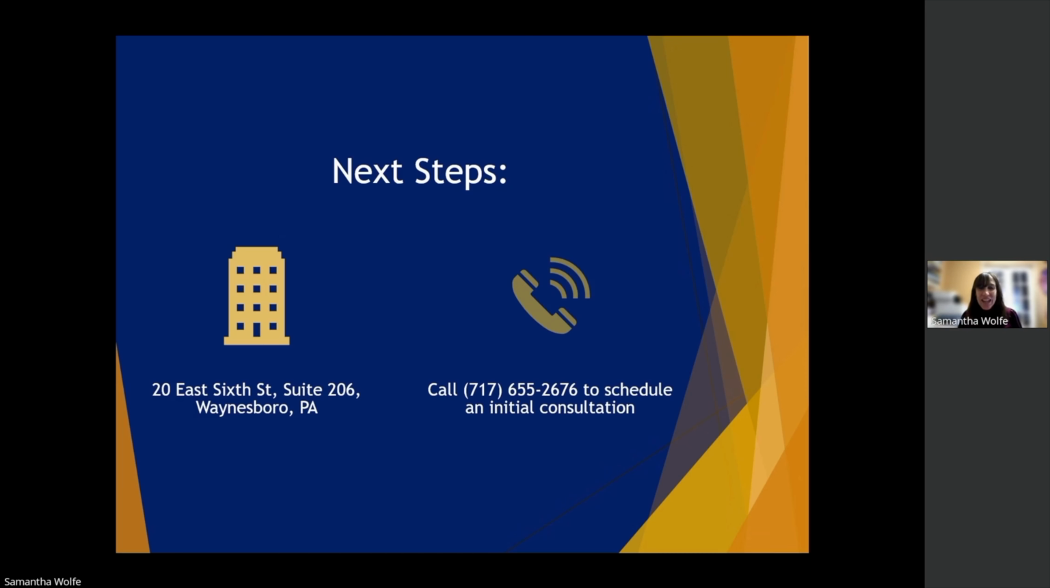So next steps, if you have questions, you can always reach out to our office at 717-655-2676 to schedule an initial consultation. This was part 2 of our estate administration. We have a part 1 that talks about how you get appointed as the executor. This was starting the estate and how you kind of get the ball rolling. And we're going to do a part 3 that talks about wrapping up the estate. So be sure and check that out.